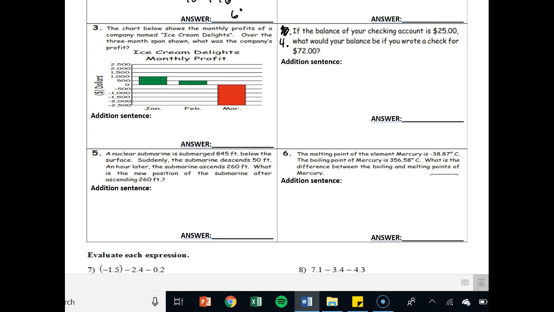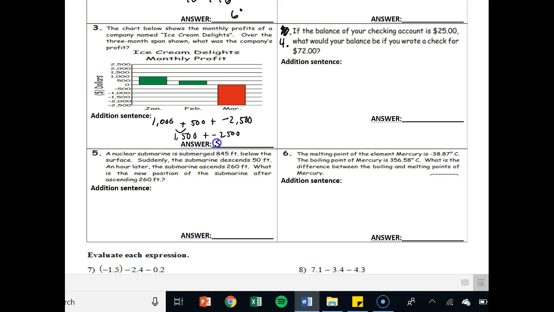Number 3 says the chart below shows the monthly profits of a company named Ice Cream Delights. Over the 3-month span, show what was the company's profit. So first you have to say January, that is 1,000, plus February, which is 500, and then plus March, which ends up being -2,500. So again, we're adding, it looks like 1,500 plus -2,500.